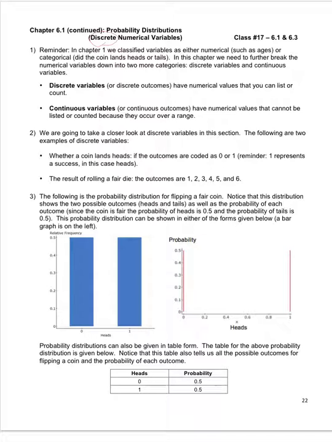All right, so a reminder, in Chapter 1 we classified variables as either numerical, such as ages, or categorical, for instance, if the coin lands heads or tails. There's a little bit of a typo there.